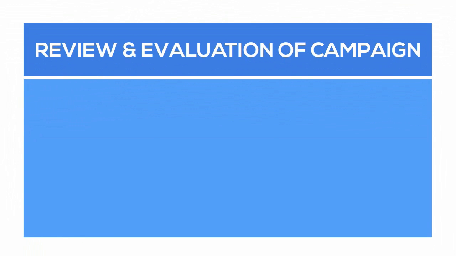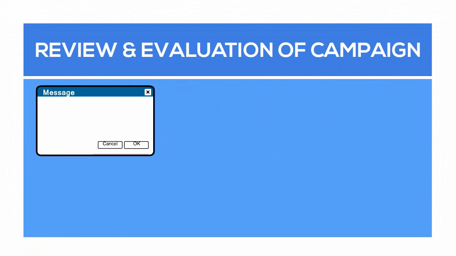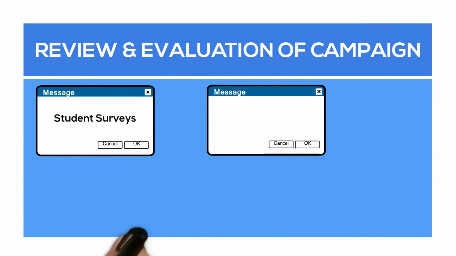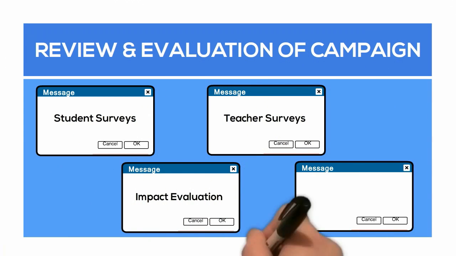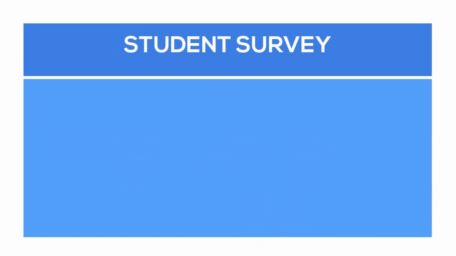This part of the presentation will be associated with the reviews and evaluations of the Silence's Violence campaign. There are 4 different types of reviews and evaluations we're going to be looking at, and these include student surveys, teacher surveys, impact evaluations, and outcome evaluations.